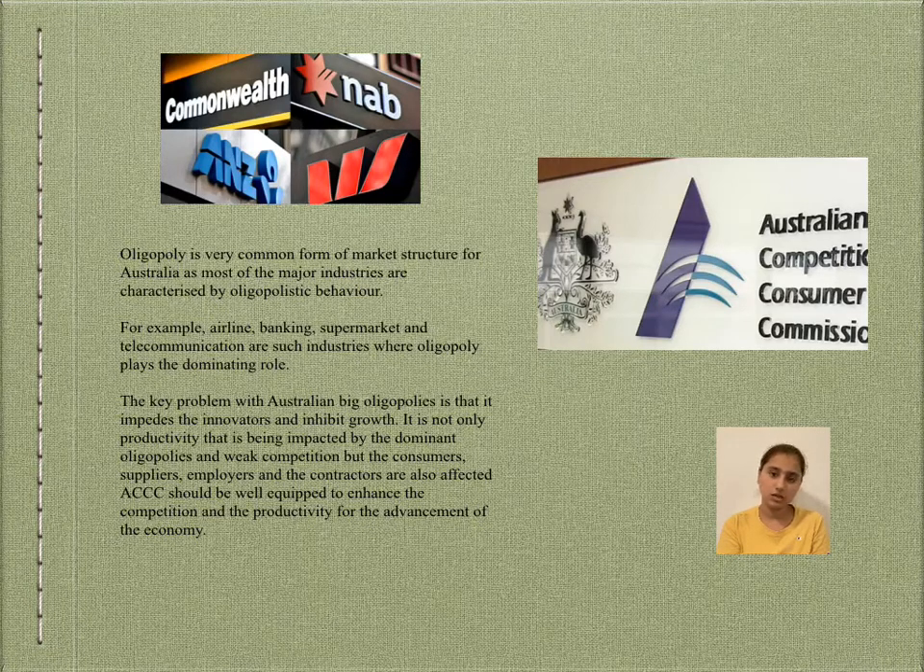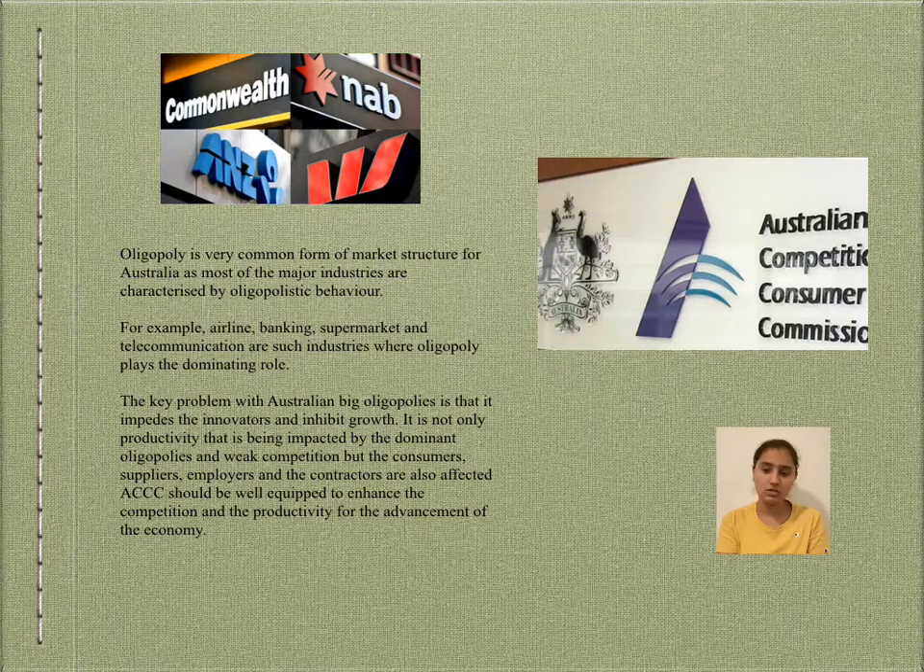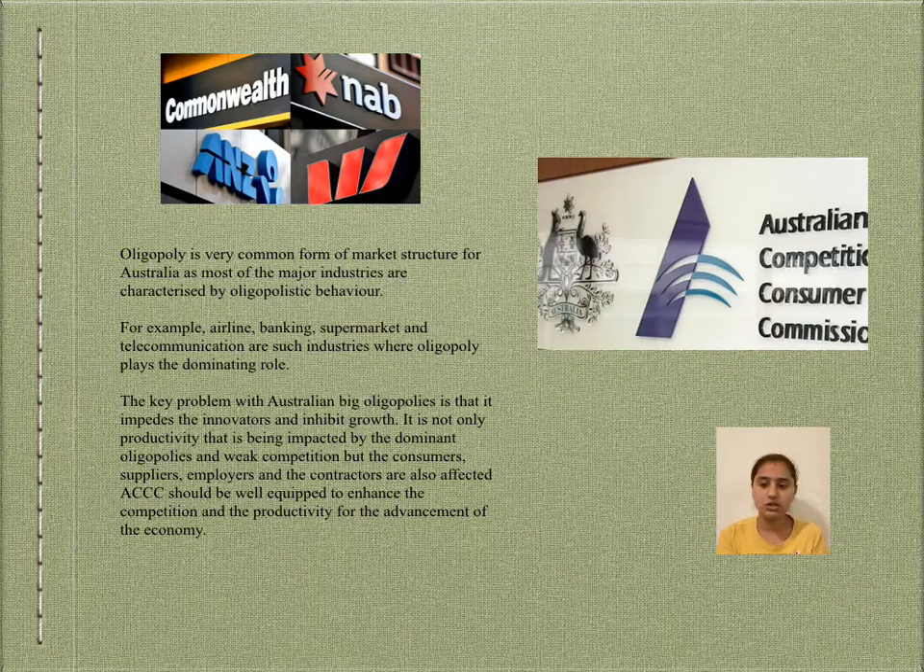It is not only productivity that is being impacted by the dominant oligopoly and weak competition, but consumers, suppliers, employers, and contractors are also affected. One way to deal with the problem of oligopoly is through well-regulated competition regulations. The Australian Competition and Consumer Commission is a good regulator, but it still needs better regulation and suitable tools to regulate the competitive behavior of companies and businesses.